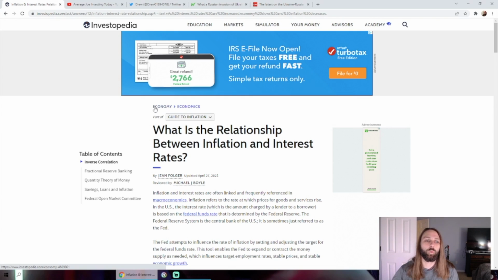So with that, what is the relationship between inflation and interest rates? Inflation and interest rates are often linked and frequently referenced in microeconomics. Inflation refers to the rate at which prices for goods and services rise. With that, in the US, the interest rate, which is the amount charged by the lender to a borrower, is based on the federal funds rate that is determined by the Federal Reserve. The Federal Reserve is the US central bank and is sometimes referred to as the Fed.